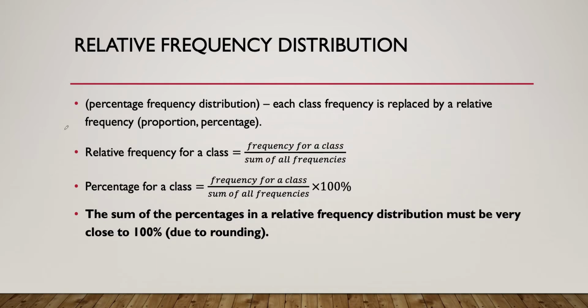For the relative frequency distribution, this is the percentage frequency distribution. Each class frequency is replaced with a relative frequency, or relative proportion, or relative percentage. The relative frequency for each class takes the frequency for a class divided by the sum of all frequencies. Likewise, the percentage for a class takes that same frequency for a class divided by the sum of all frequencies times 100%. And the sum of the percentages in a relative frequency distribution must be very close to 100%.